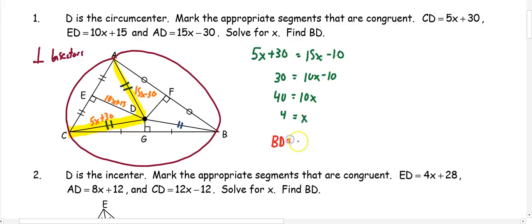So BD is either equal to AB, AD, or CD. So it doesn't matter which one we use to solve, so I'm just going to pick one of them. So I'll pick AD, so 15 times 4 minus 30. 15 times 4 is 60 minus 30 gets us a length of 30.